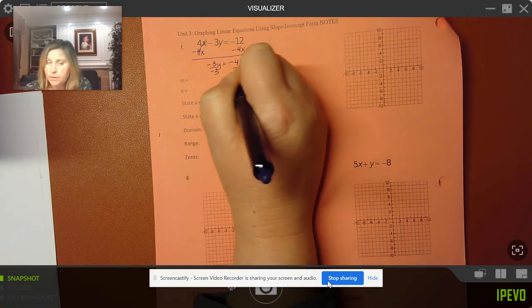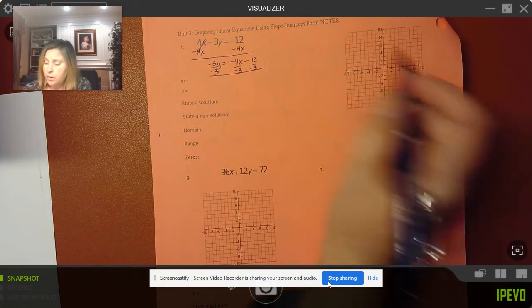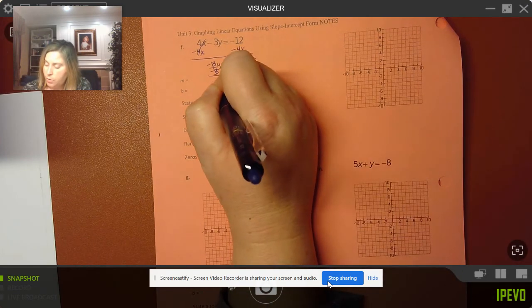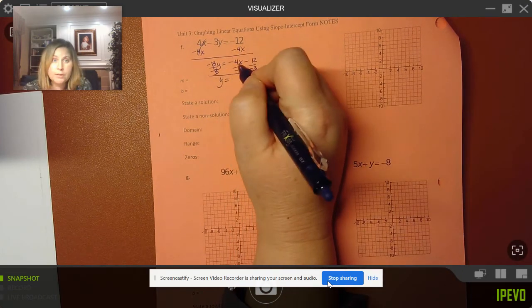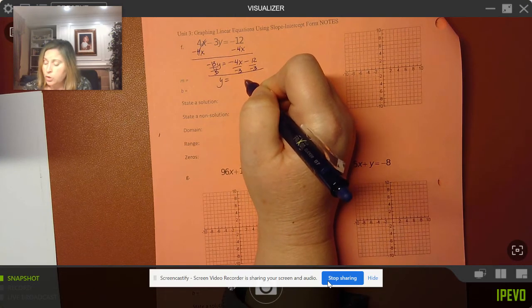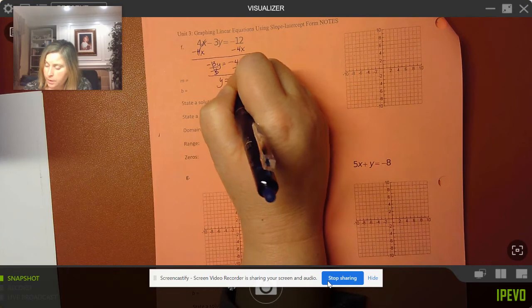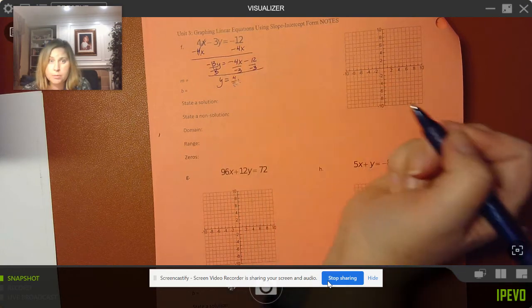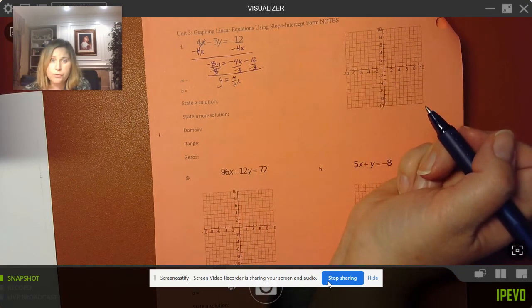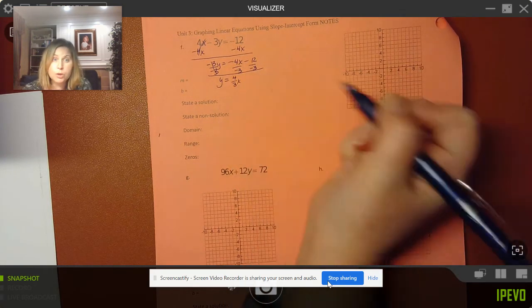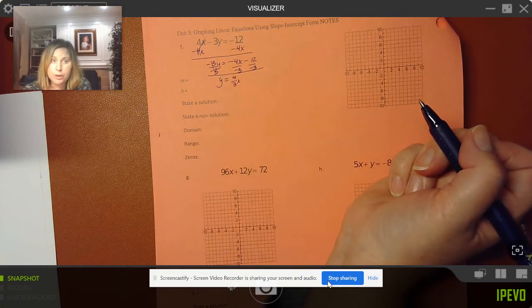Whatever we do to one side of the equal sign, we need to do to the other. Negative 3 divided by negative 3 is positive 1. So we have 1y equals. A negative divided by a negative is a positive. So we have positive 4/3 x. And we are going to leave that as an improper fraction because we actually prefer that when we're dealing with slope because that's our y's over 1. So we're not going to change that to 1 1/3.